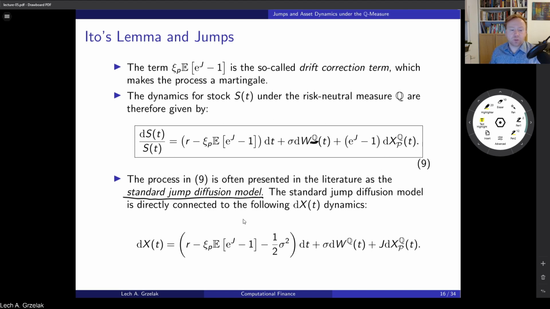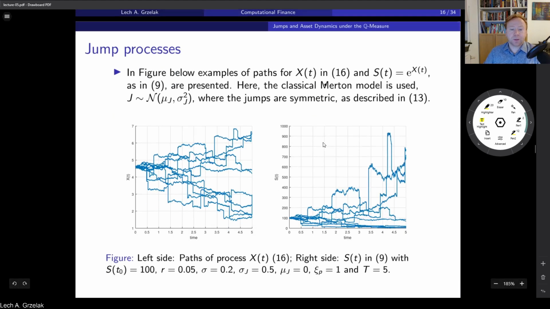The standard jump diffusion model is directly connected to the following dynamics. This is also what we have seen, what we actually started with, but we started with the dynamics under measure P, not under measure Q. So once you start with a process which is well defined under measure Q, to bring it from P to measure Q requires quite some effort, especially in Ito calculus and all those elements that you have to keep track of.